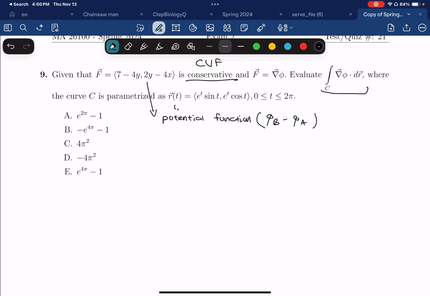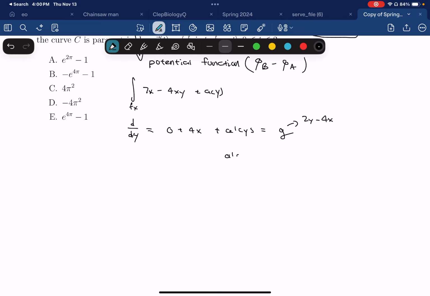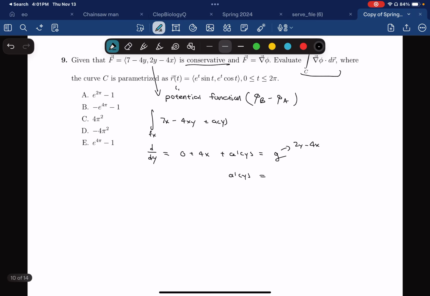Okay, so the integral of F with respect to x would be equal to 7x minus 4xy plus a(y). In this case, you take the derivative with respect to y, which will get you 0 minus 4x plus a prime of y, which is equal to their g, which is equal to 2y minus 4x. So this means a prime of y is equal to, hold on a second, I think I did something wrong.